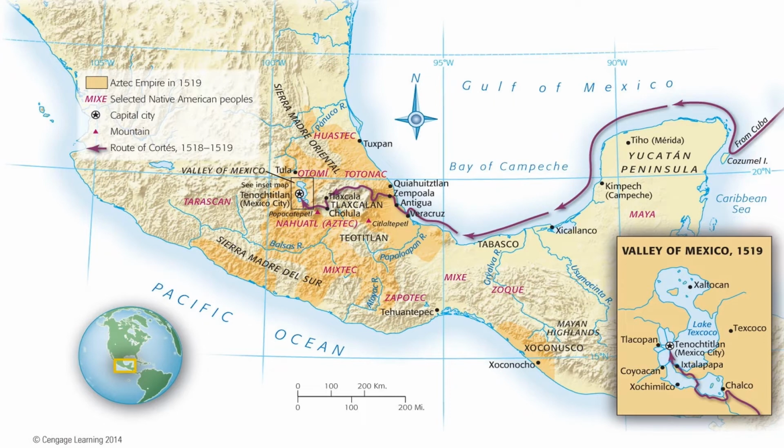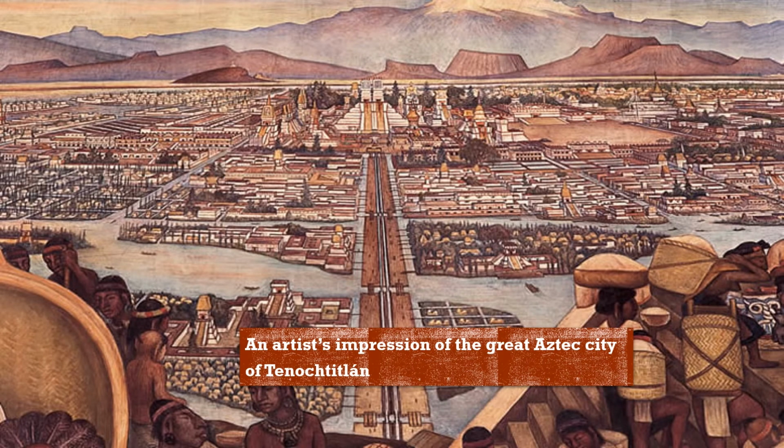Nevertheless, the Aztecs had their capital city, which was built in the location that modern day Mexico City is built on top of. And their capital city was named Tenochtitlan. And let me just show you what it might have looked like. This is an artist's impression of what the great Aztec city of Tenochtitlan might have looked like. It must have been absolutely incredible to see.